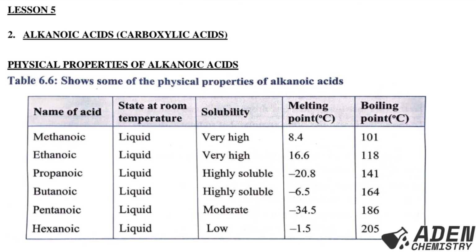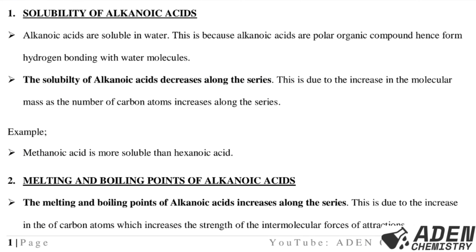So to start with the first part of our class today, that's the physical properties of alkanoic acids. We are going to use this table where we have the name of the alkanoic acid, the state at room temperature, the solubility of the acid, and the melting and boiling points of the acids. So kindly have a look at the table. Number 1, we are going to start with the solubility of alkanoic acids. And we are saying alkanoic acids are soluble in water.